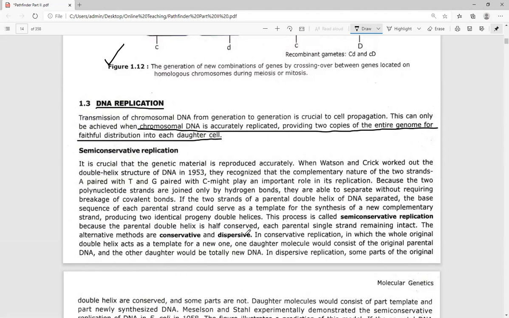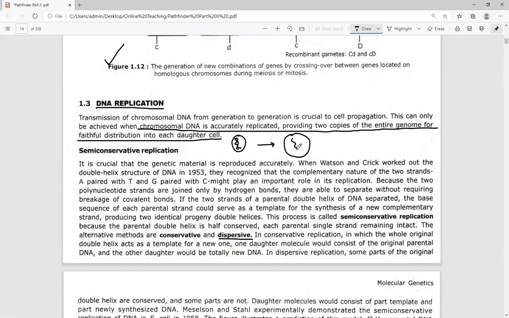Now, what are these conservative and dispersive processes of DNA replication? Firstly, let me talk about dispersive. According to the dispersive process of DNA replication, there would have been a cell, there would have been the genetic material present within a cell, and this genetic material would have been fragmented into two.